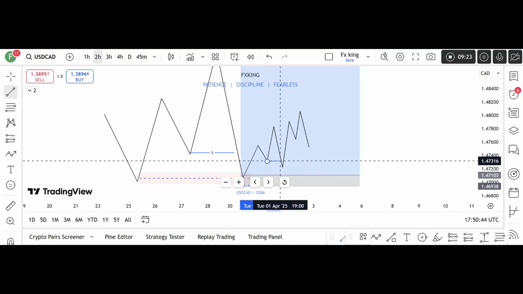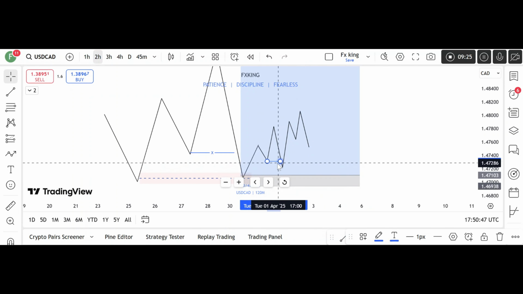And you try to identify this structure that is forming here. If you identify that, okay, this is my inducement.